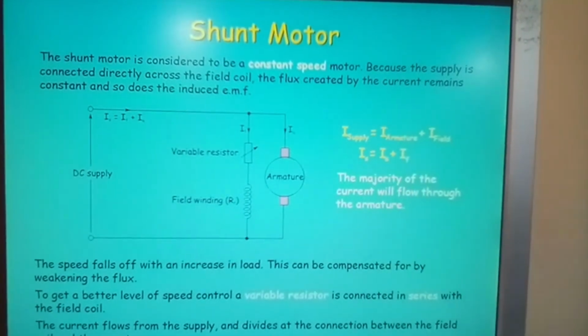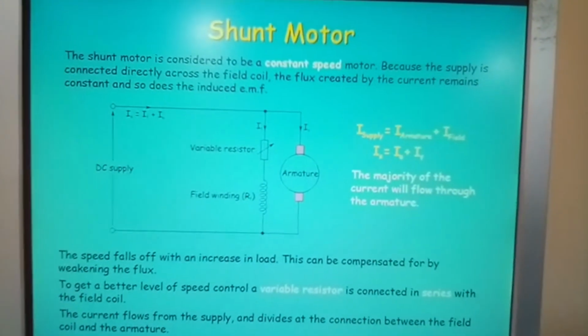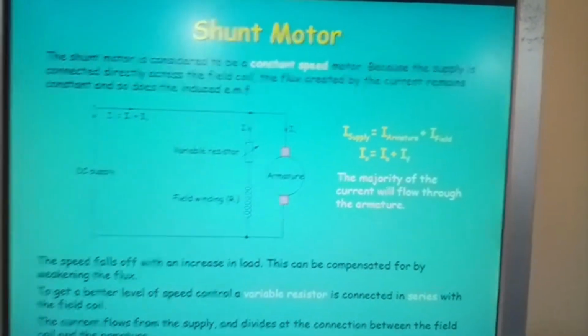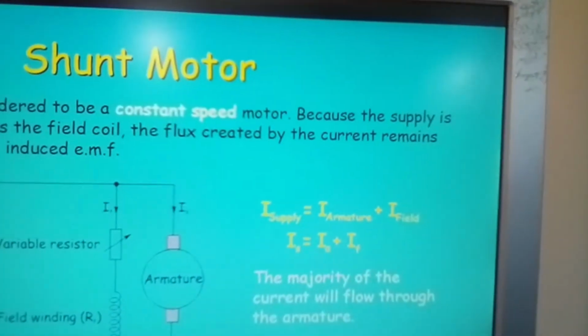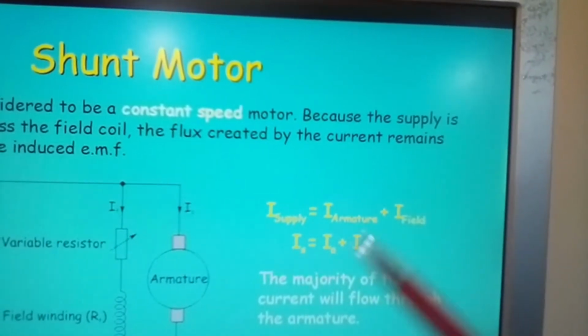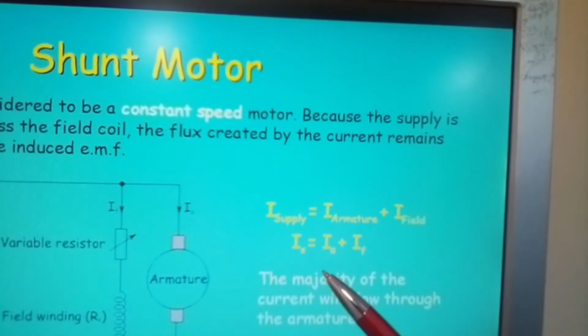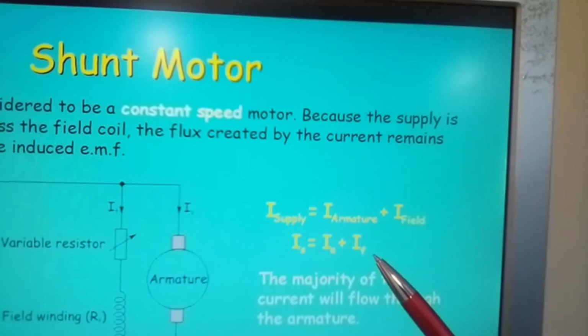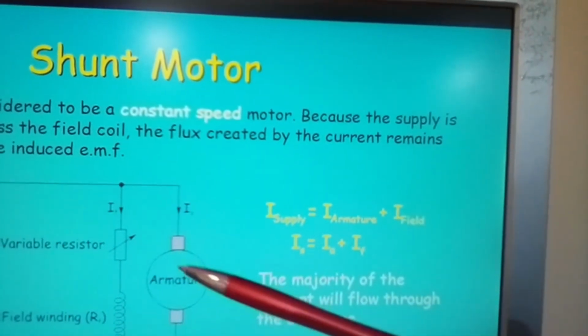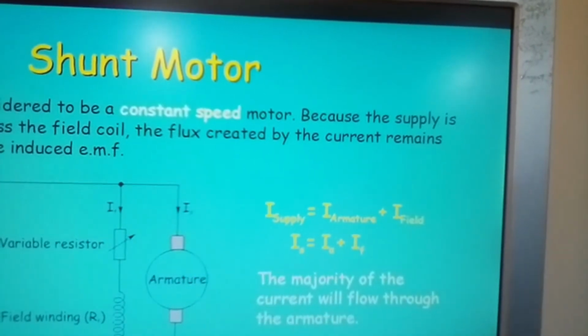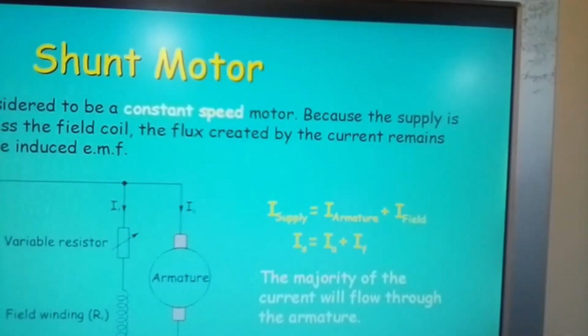And here we have the formula. Let me just move into the formula. Let me just pan back, make sure that we have that there in view. Okay. And let me just go in close to your formula. Now here you have I supply equals current armature plus current field. I supply equals IA plus IF. Okay, current in the armature plus current in the field. The majority of the current will flow through the armature, but only a small current will flow in the field, keeping that constant, allowing the motor to run at a constant speed without damage to itself. Okay.